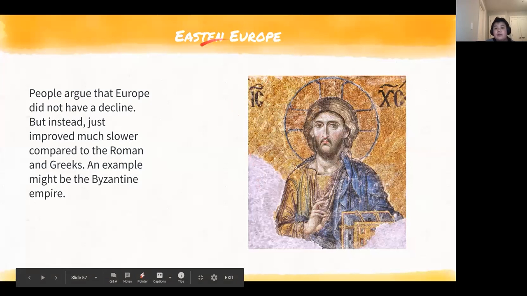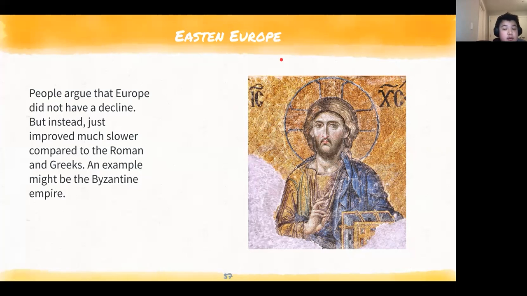Yeah, moving on. So I'm going to be talking more about Europe. People may argue that Europe didn't decline. It didn't become bad. It just improved slower compared to the Romans and the Greeks. An example of this might be the Byzantine Empire.